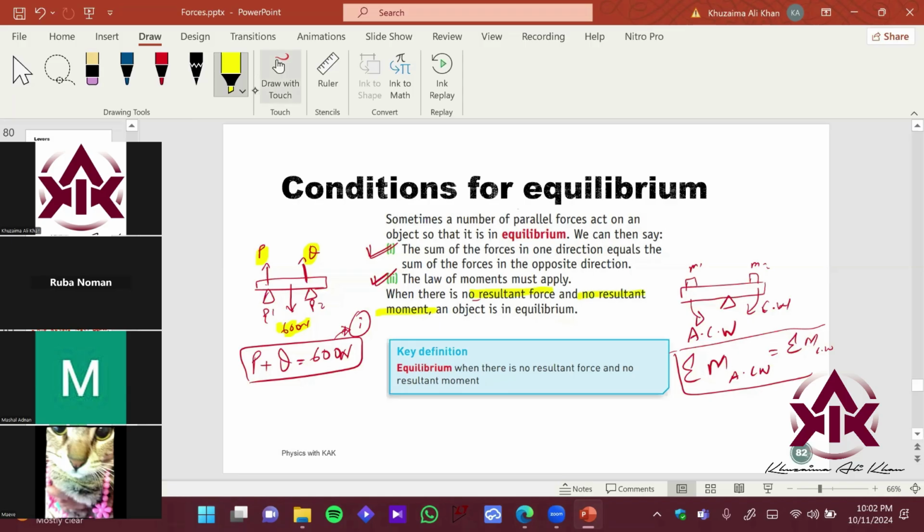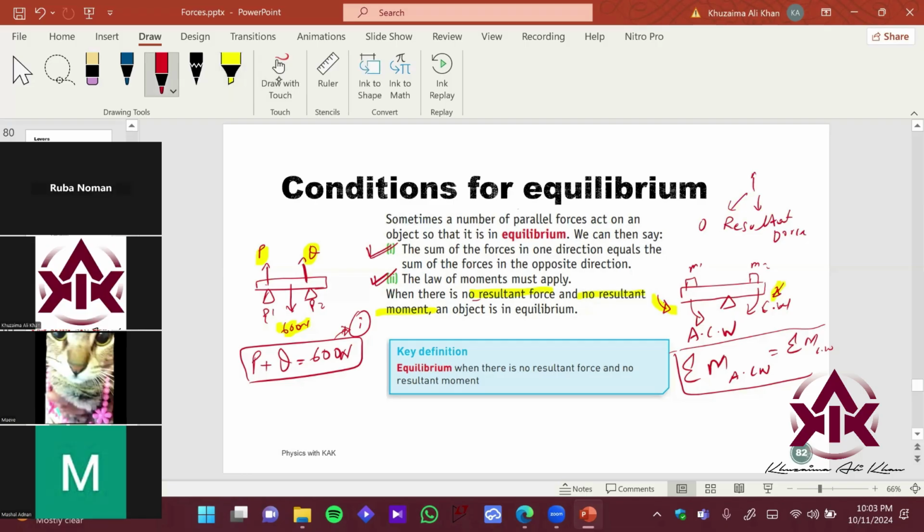Okay, so there should be no resultant force and there should be no resultant moment also. Just imagine if the object is having no rotational motion, okay, either in this direction or in this direction, and the object is not moving upwards or downwards, that means it has zero resultant force. It is not accelerating, and if it is not rotating in a clockwise or anti-clockwise direction, it means it has zero resultant moment.